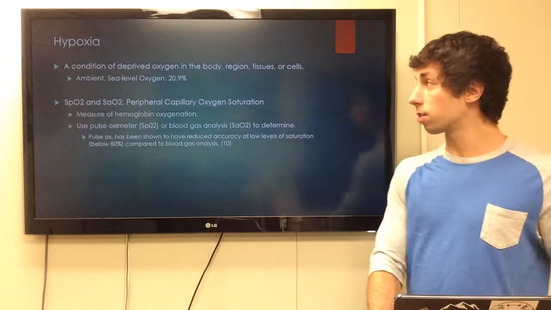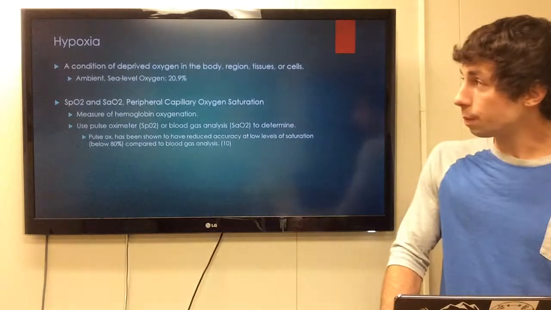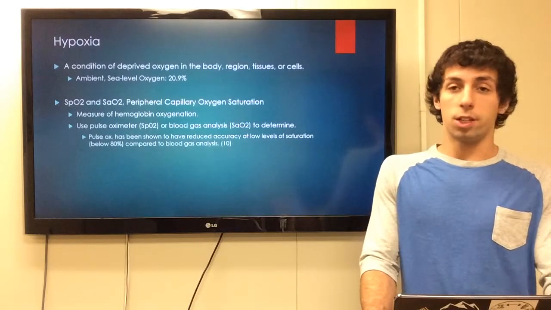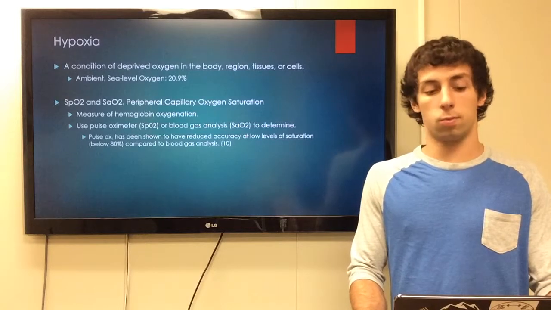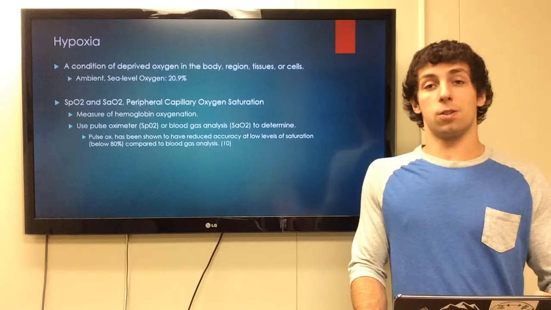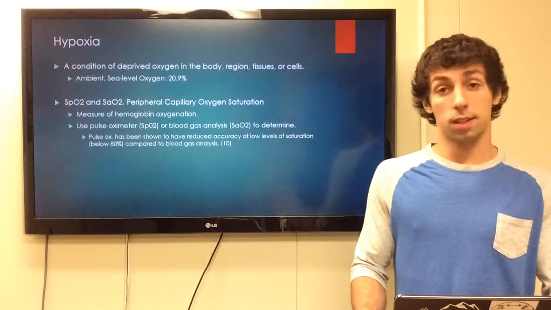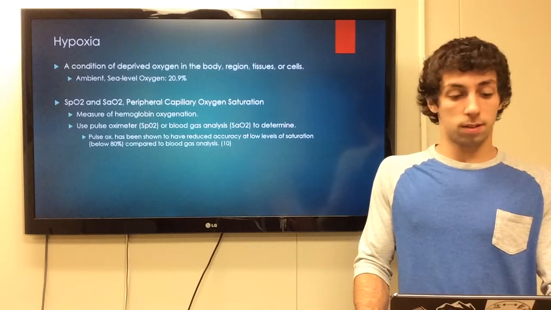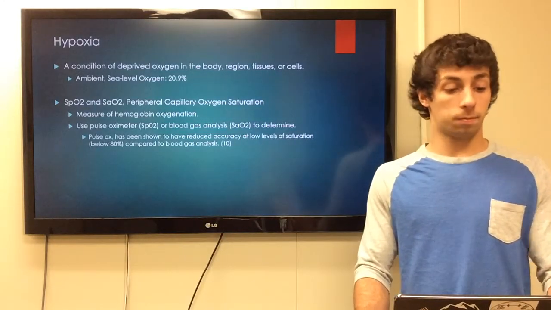So let's look over what hypoxia is as a physiological state in humans. Hypoxia is defined as a condition of deprived oxygen in the body region, the tissues, or the cells. And I have up there that ambient sea level oxygen is actually like 21%. And the way that hypoxia is measured, at least in humans, is either indirectly via SpO2 with pulse oximetry, or SaO2 with blood gas analysis or other measurements, and you're essentially measuring the hemoglobin oxygenation.